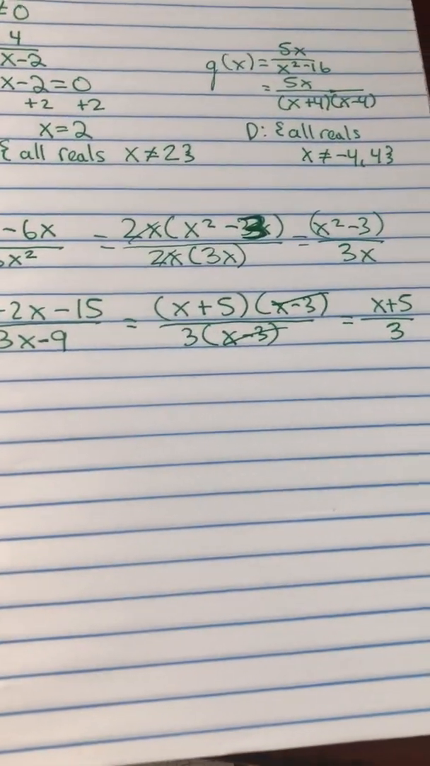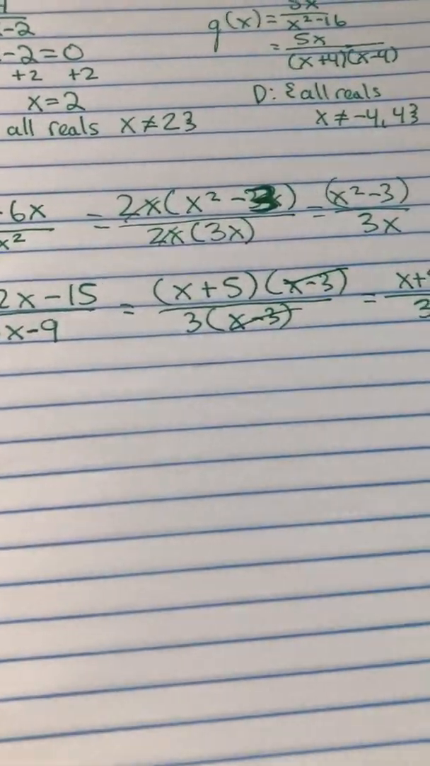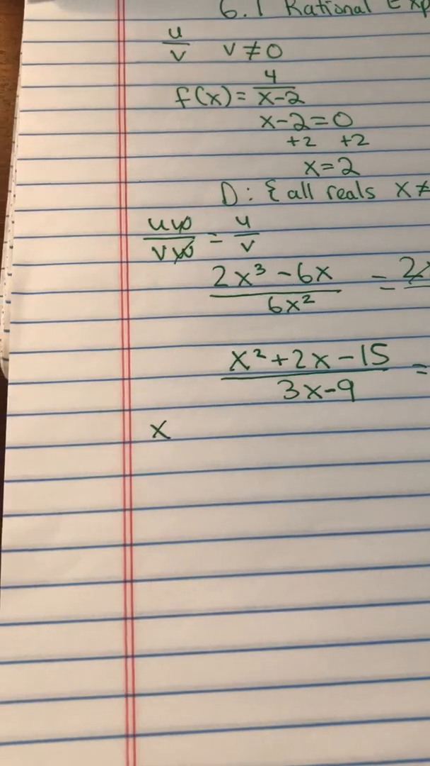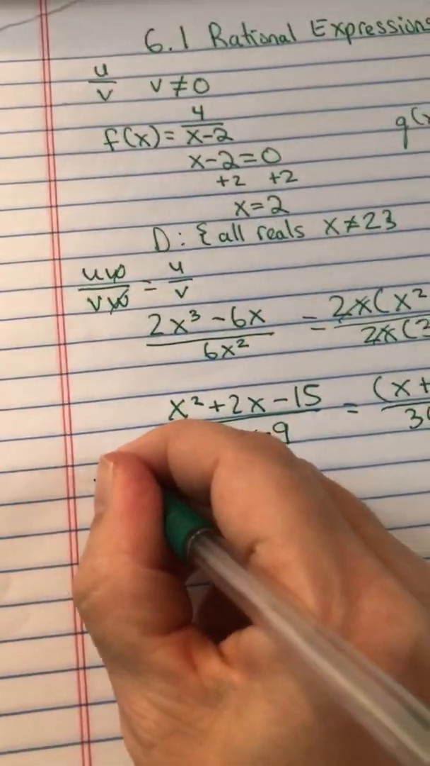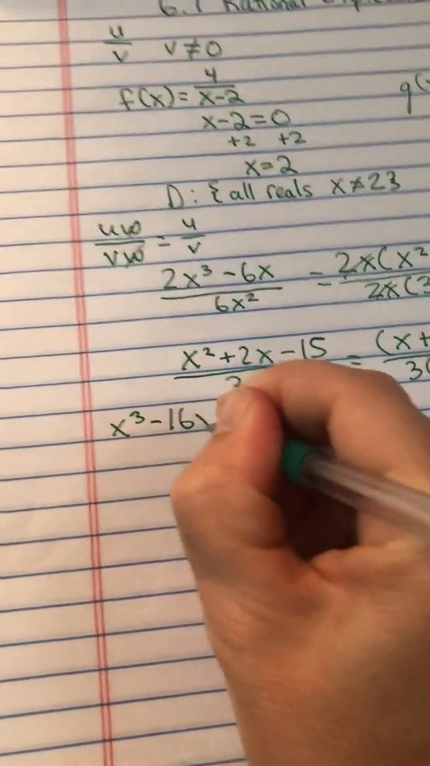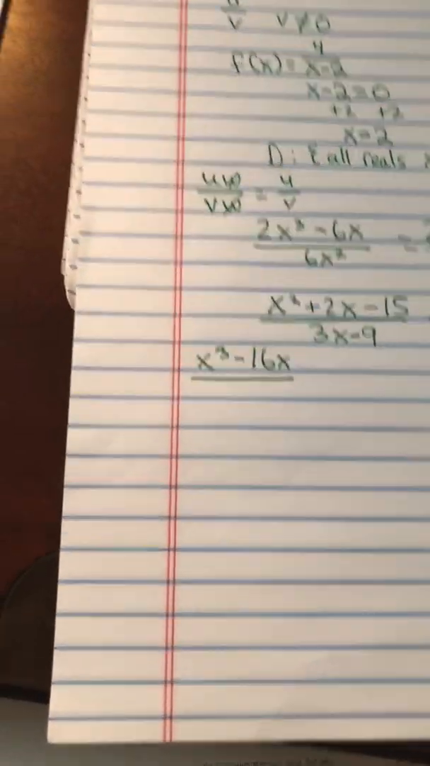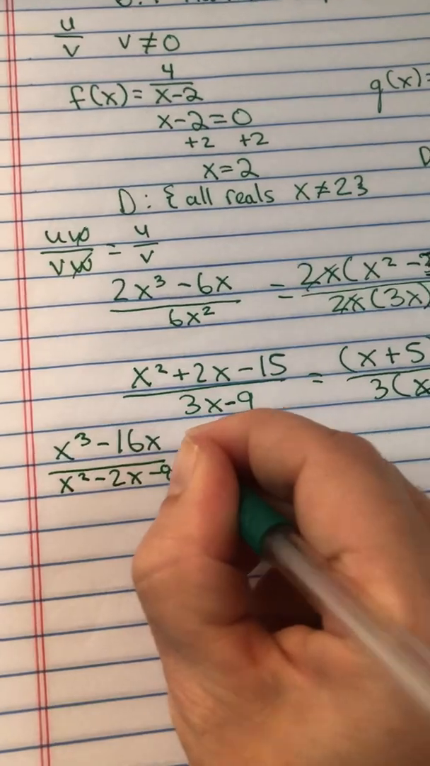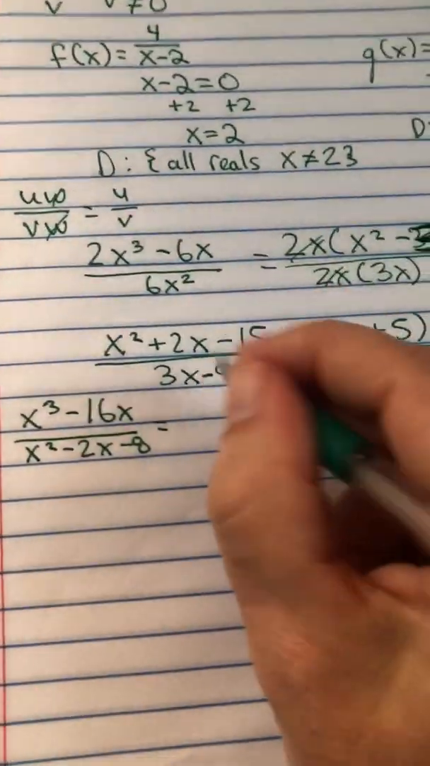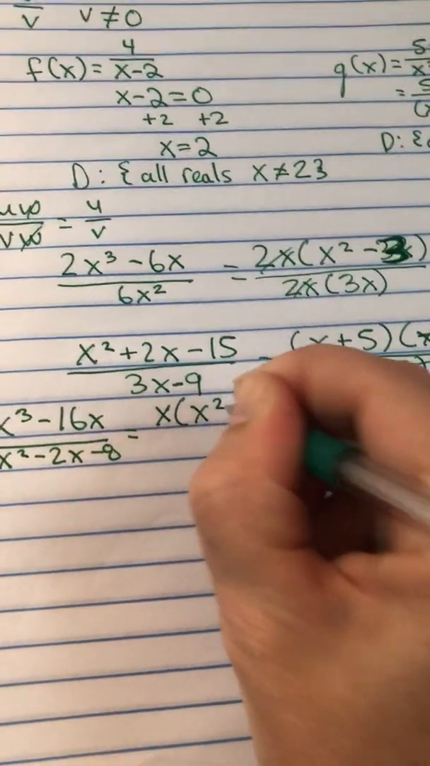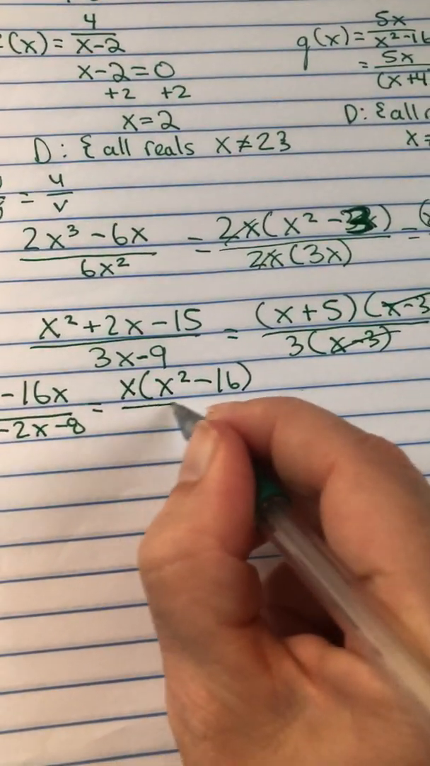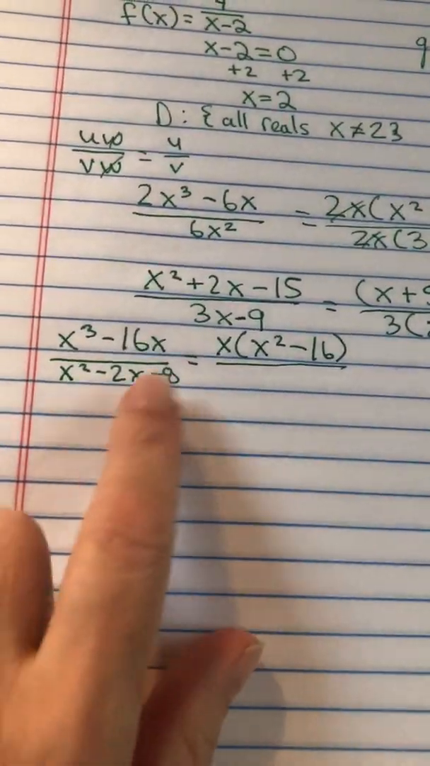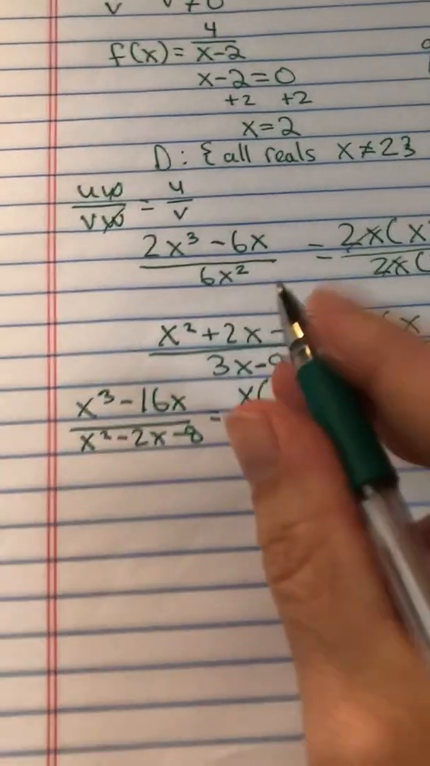Just a couple more from this section. One's a little bit complicated. Let's look at x cubed minus 16x over x squared minus 2x minus 8. On the top you can factor out an x, and you'll get x squared minus 16, the difference of two squares. On the bottom, factors of 8: 8 and 1, 4 and 2. So we're going to use 4 and 2.